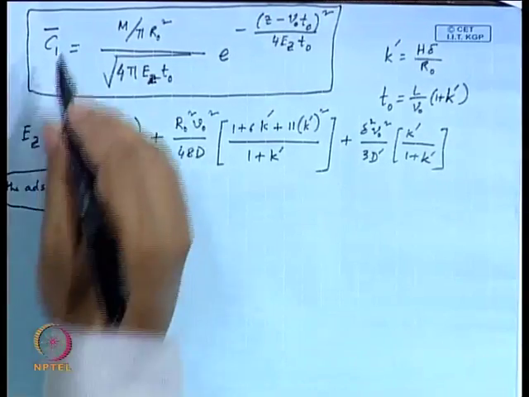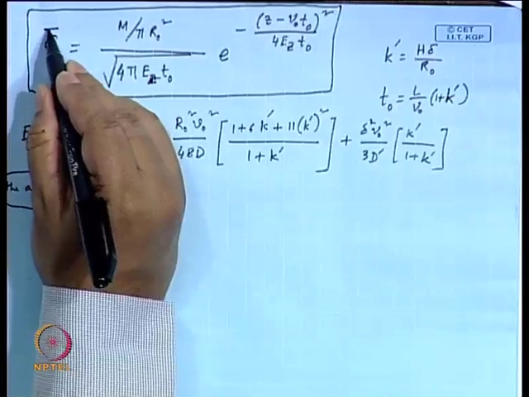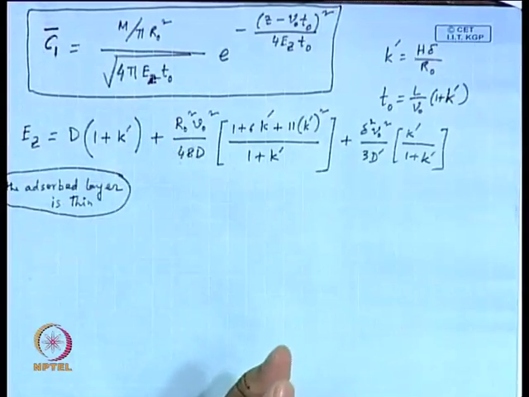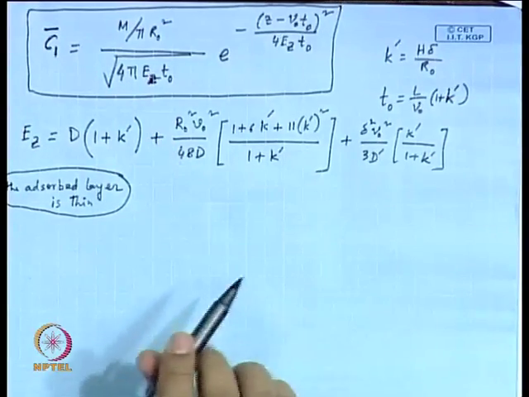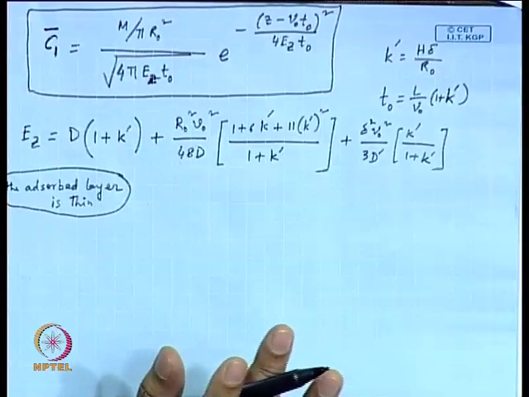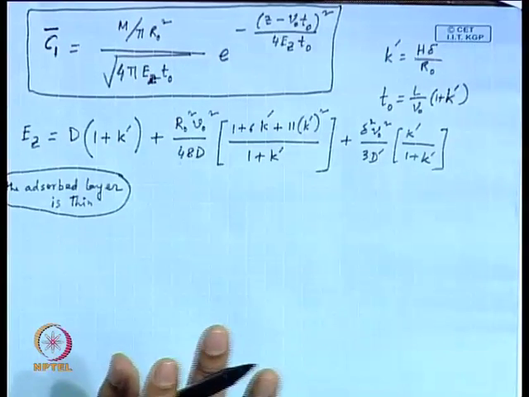Okay, and this C 1 bar, of course, what is C 1 bar? C 1 bar is the concentration which is averaged over the entire cross section. I hope you keep in mind that the subscript 1 talks about species 1. If you have 1, 2, 3, 4, then you will have C 2, C 3, C 4. And this bar represents the concentration which is averaged over the entire cross section.